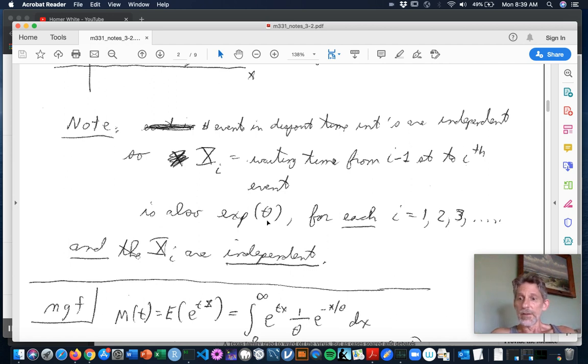because of this independence. It doesn't matter how long it took to get to the first event. That's not going to affect what happens in subsequent time intervals. And so the time to wait for the second event has got to have the same distribution as the time to wait for the first. Well, the additional time to wait for the second has to have the same distribution as the time to wait for the first. And so X2 is also exponential. Similarly, X3 and so on. And they're all independent of each other.